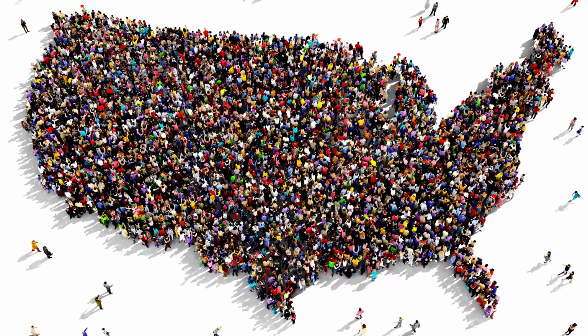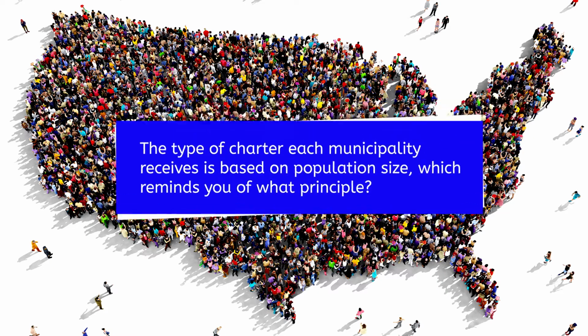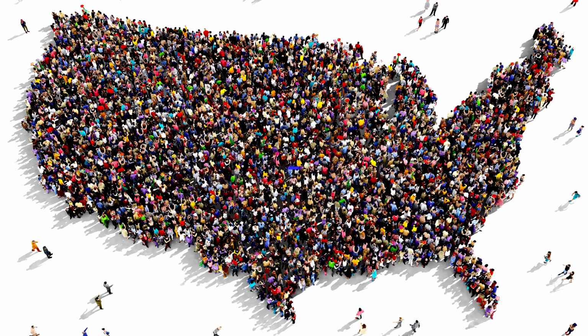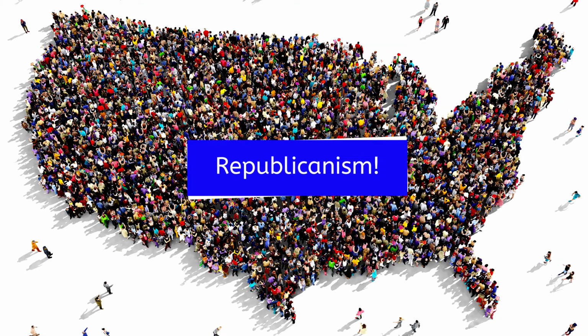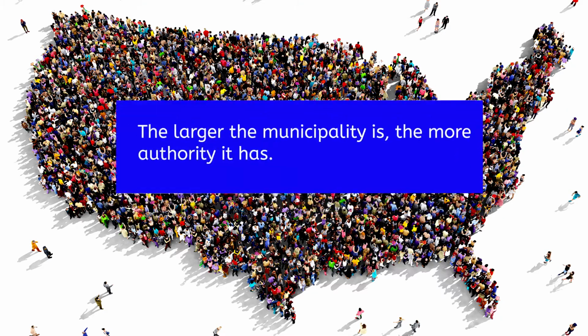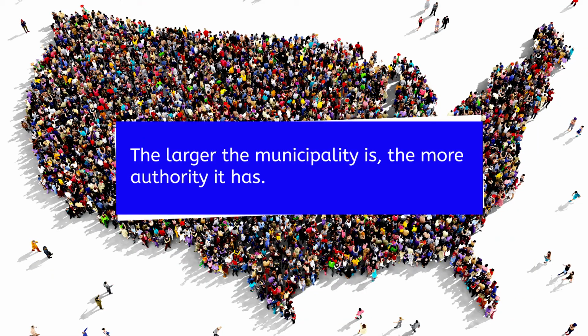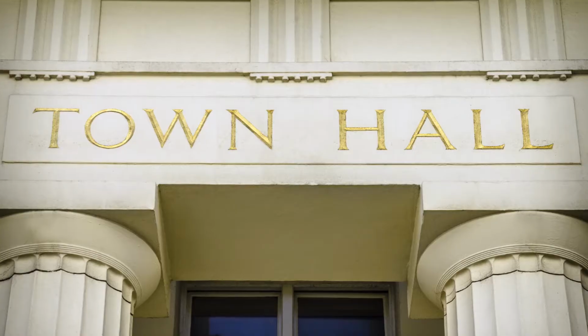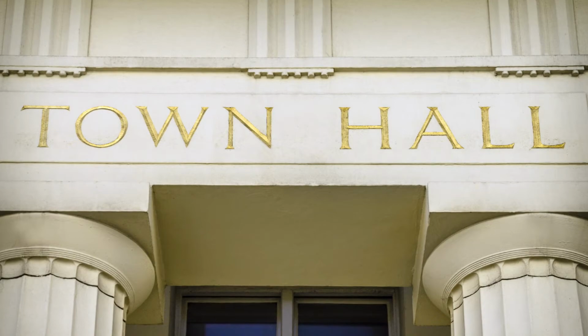In the past, states would grant very specific and unique charters to each municipality. The type of charter each municipality receives is based on population size, which reminds you of what principle? Republicanism. I know that's what you were thinking. And the larger the municipality is, the more authority it has. And this authority ends up in a municipal government.